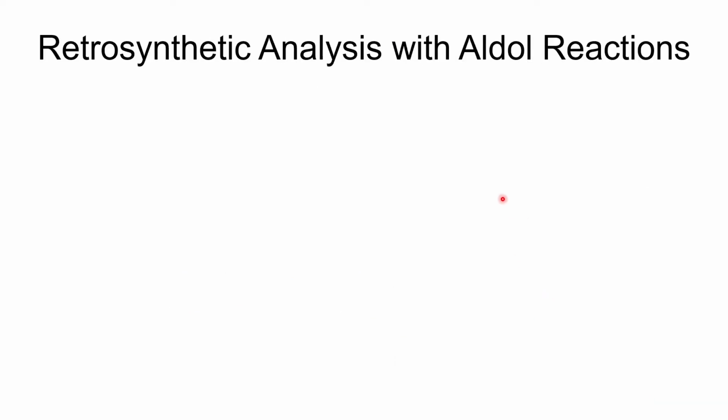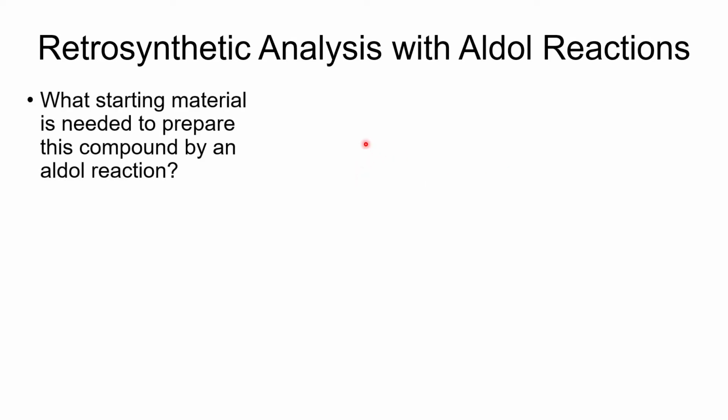All right, so we now want to look at some retrosynthetic analysis with the aldol reaction. So identifying in the product where the new carbon-carbon bond was formed. And once you do that, you should be able to do the analysis. So what starting material is needed to prepare this compound? Here's the compound we're interested in making. And so what aldehyde would we need to make it?